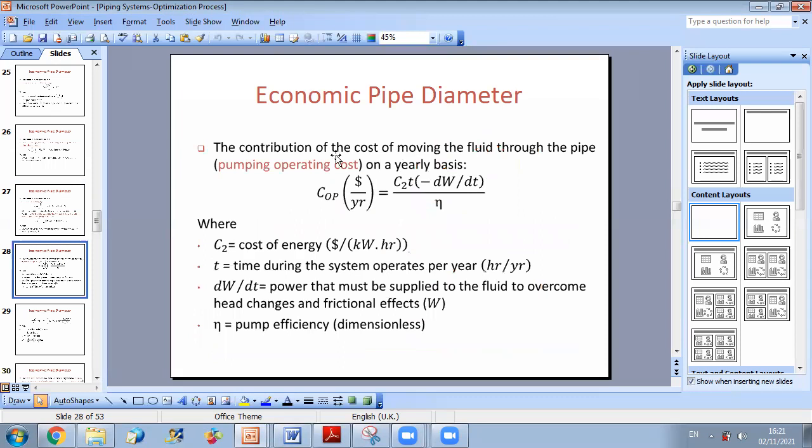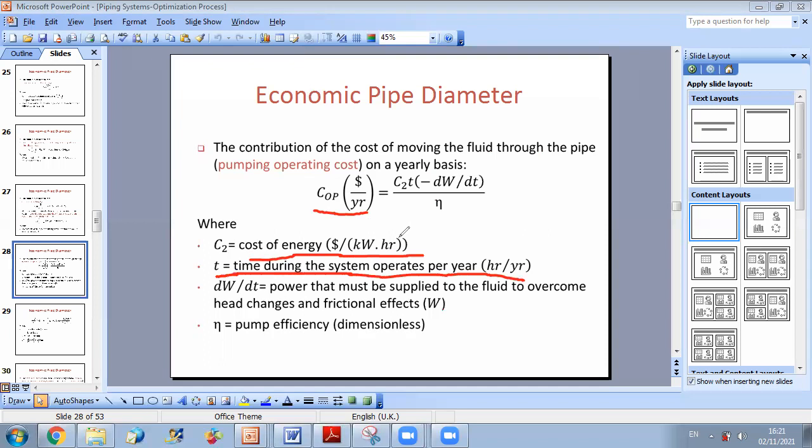Now, the contribution of the cost of moving the fluid through the pipe system, after we took maintenance cost, is the operational cost. To consider the operational cost, it can be calculated as a function of the cost of energy we are using in dollars per kilowatt hour. Now we should take into account the time of operation of the system, per year.